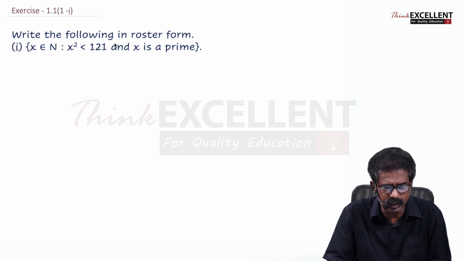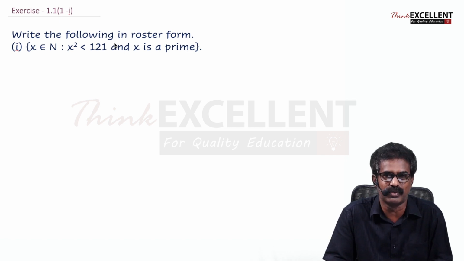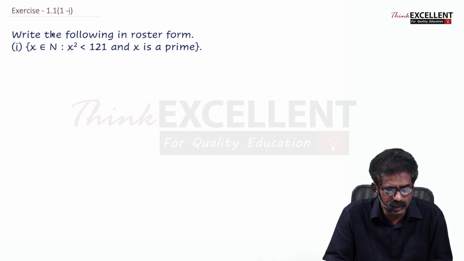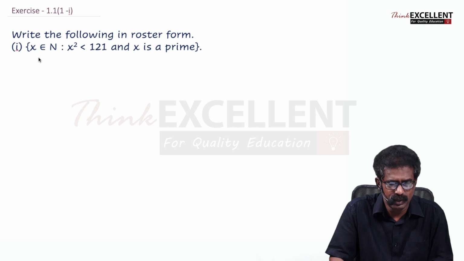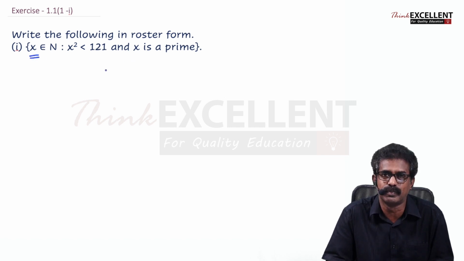Write the following in roster form. Just asked to write in roster form. You must know what is roster form, right? That is the basic form. So we separate the elements using commas. It is given in set builder form: x belongs to N, N stands for natural numbers, x square is less than 121, and x is a prime number. So we have to write x as your answer.